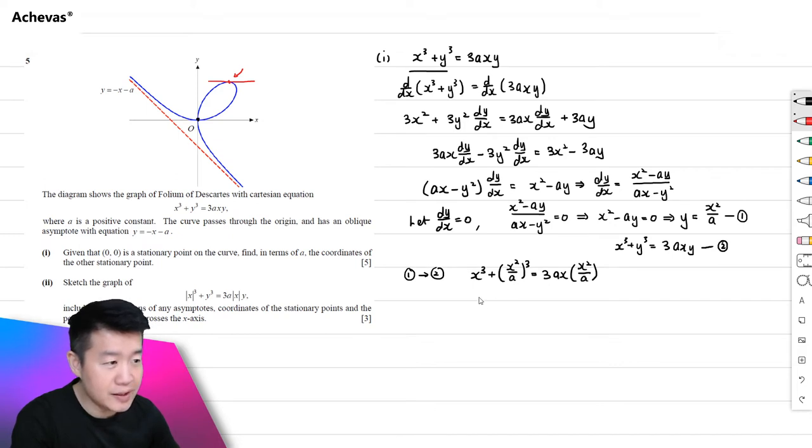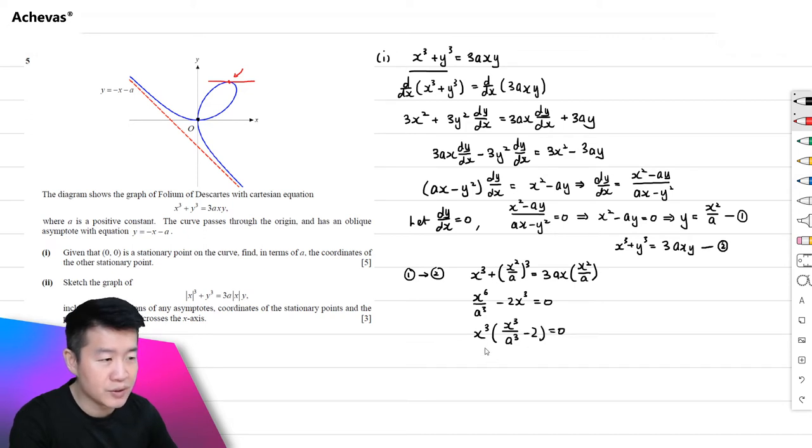So anyway, this is going to get me x to the power of 6 over a to the power of 3. Then the a's can be cancelled. So I have x to the power of 3. Bring it over to the left-hand side, it will be 1 minus 3 x to the power of 3, which gives me minus 2x cubed, equal to 0. If I factorize out x to the power of 3, then I will have x to the power of 3 times (x cubed over a cubed minus 2).